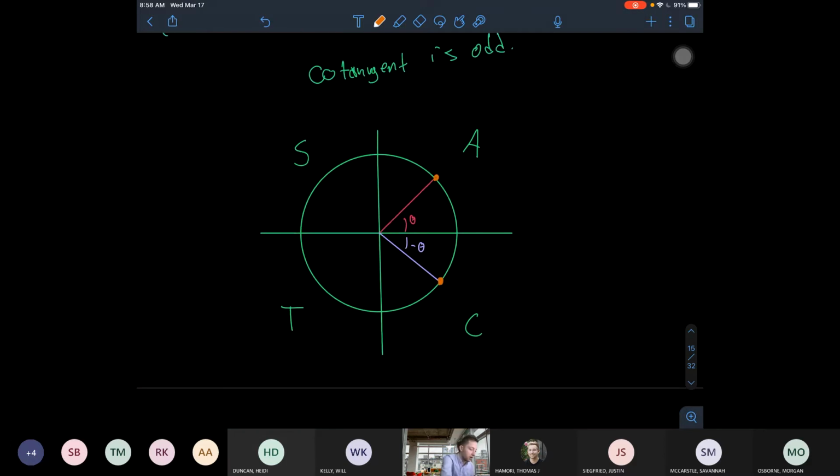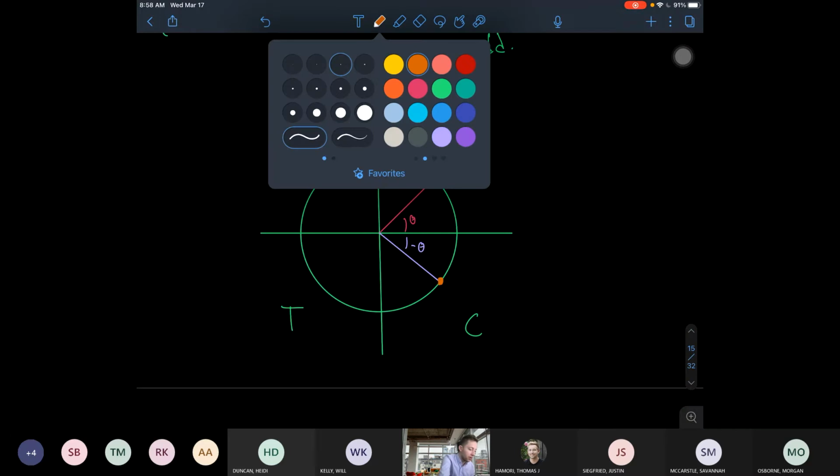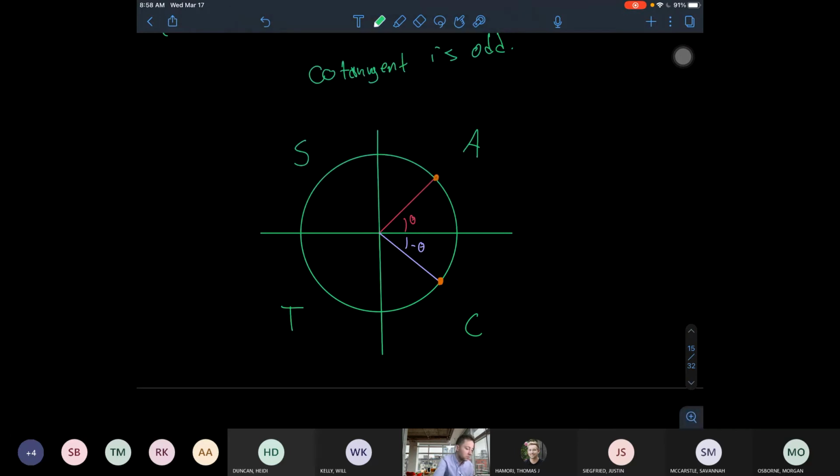And you consider, say we want to know whether cosine is even or odd. Well, all I have to do is say, I know from ASTC that cosine is positive here and cosine is positive here. So this is telling me that cosine is an even function, since cosine is going to have to take the same value in both of those two quadrants.